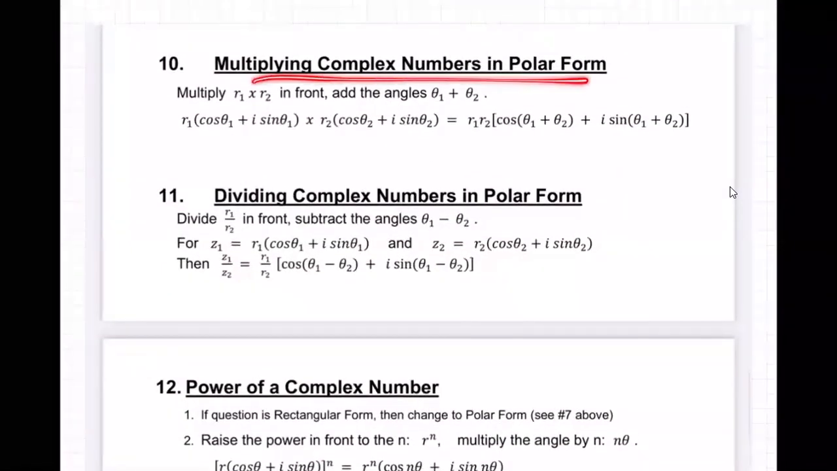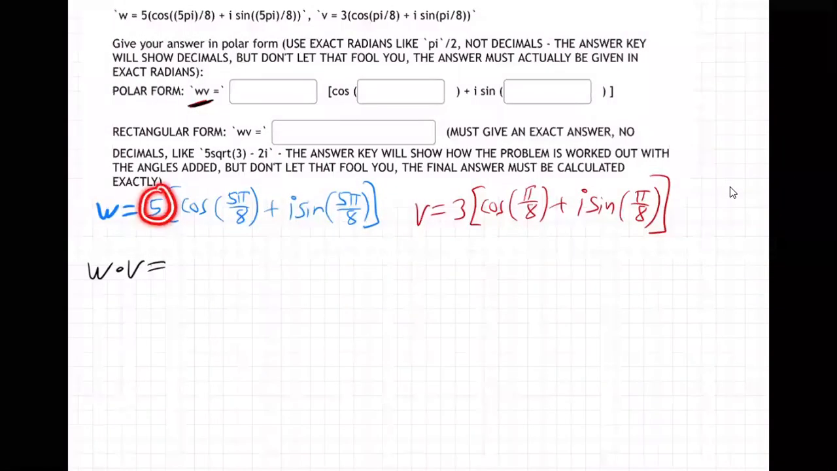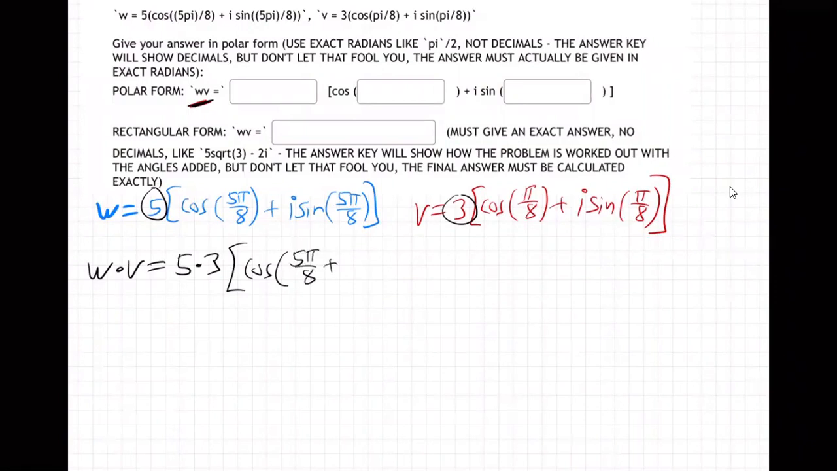Multiplying complex numbers in polar form. Basically, multiply R1 times R2 in the front, add the angles. That's easy. So I'm going to take 5 times 3, and then cosine of, add the angles, 5 pi over 8 plus pi over 8, plus i sine of those same two, 5 pi over 8 plus pi over 8.